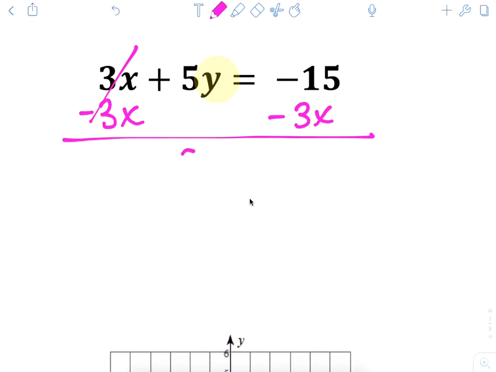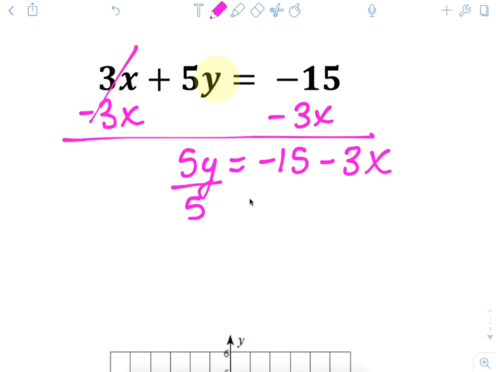I'm going to cancel the doubles and write what I see. I have negative 15 minus 3x. Okay, I can't put them together. 15 doesn't have an x. Then I'm going to divide by 5, but this time, when I divide, I need m and b to be separate. I don't want one big fraction. So I'm going to divide it 3 separate places.